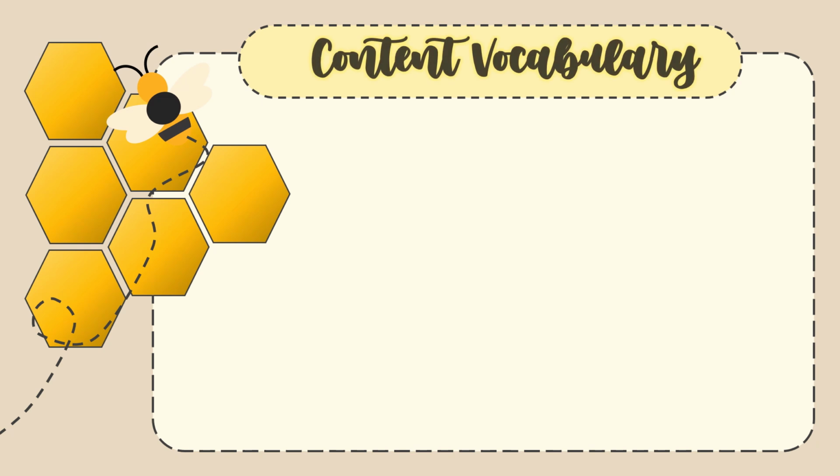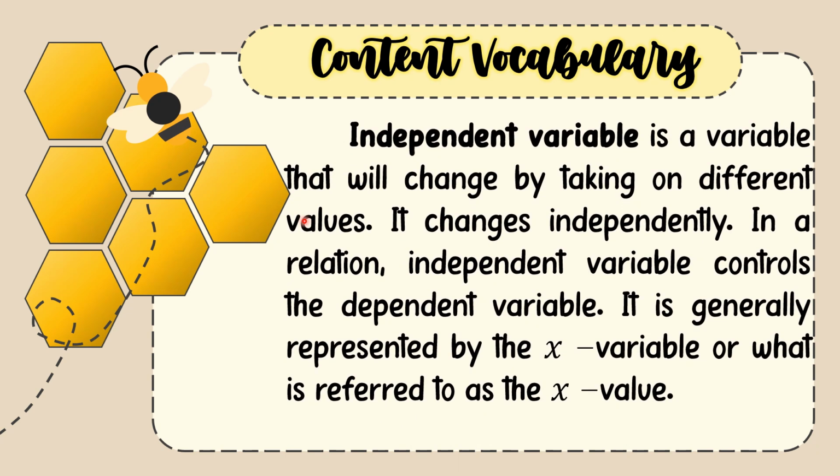In the previous activity, we have shown the different types of variables in each situation. Now, how do we know which variable is dependent and which variable is independent? Here is the definition of independent variable. An independent variable is a variable that will change by taking on different values. It changes independently. In a relation, the independent variable controls the dependent variable, meaning independent controls the dependent.